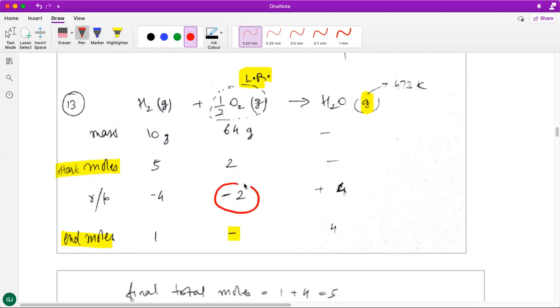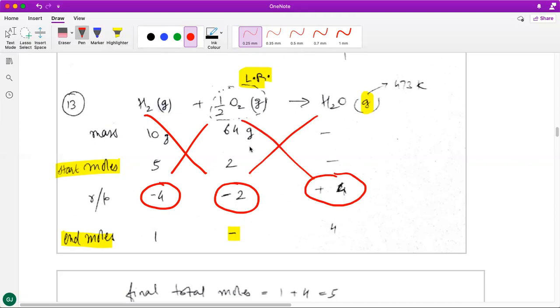how much of H2 is going to get consumed? You can get that from their coefficients, by applying the unitary method. Okay. Similarly, to get the moles of H2O produced, you can again use the coefficients and apply the unitary method. So you will get that 4 moles of H2 are consumed and 4 moles of H2O are produced. So how many moles will be there in the end?